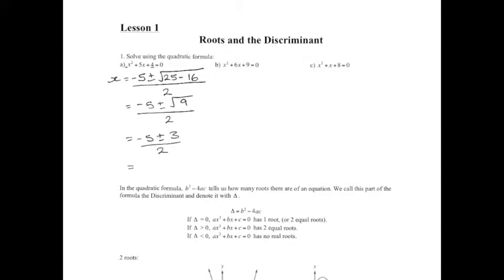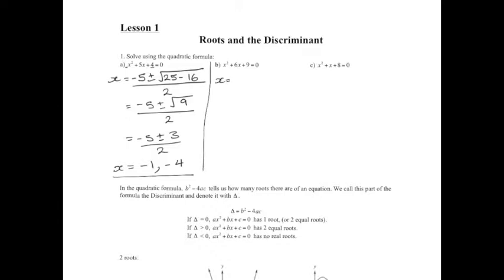So negative 5 plus 3 is negative 2 over 2, which is negative 1. And negative 5 minus 3 is negative 8 over 2 is negative 4. So that's the two solutions for x there. So now let's look at b.